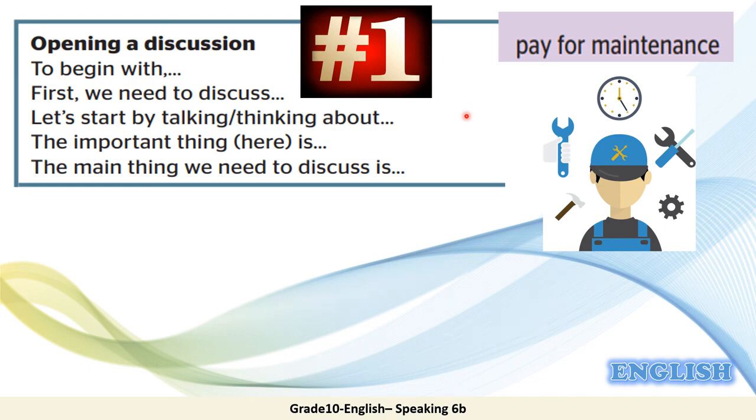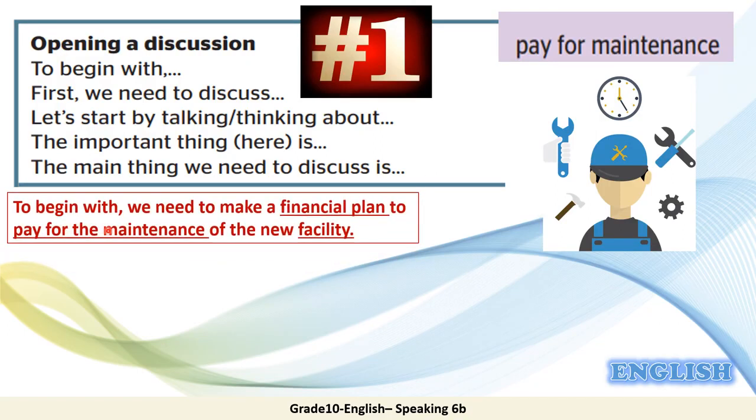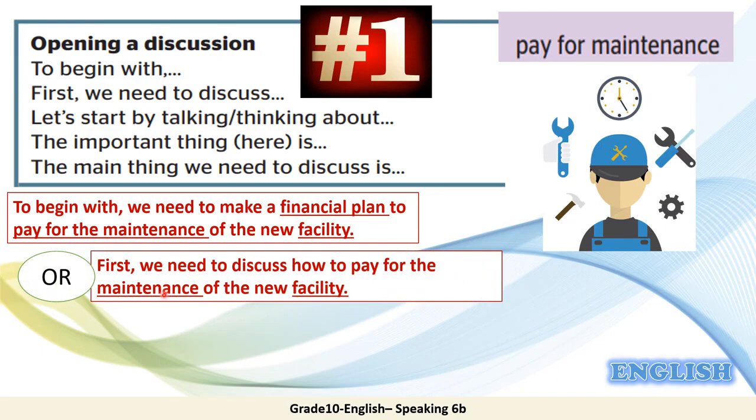Now let's brainstorm. We can start by saying, to begin with, we need to make a financial plan to pay for the maintenance of the new facility. As you can see here, we used a new term which is financial plan or a budget plan to pay for the maintenance of the new facility. Or we can say, first, we need to discuss how to pay for the maintenance of the new facility. This is another simpler way.